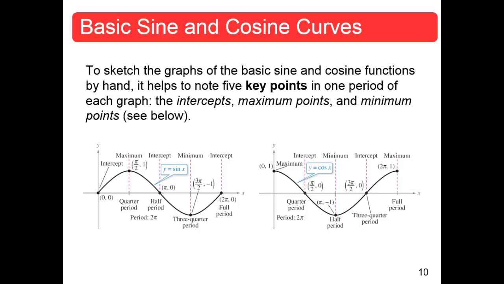We're going to identify the intercepts, the 1 y-intercept and maybe a couple or so x-intercepts. We're also going to identify the maximum points and the minimum points. And here's what they are typically for a sine or a cosine curve. I'll start with the sine over here. Where does the sine start?